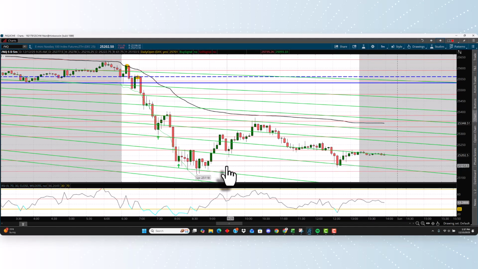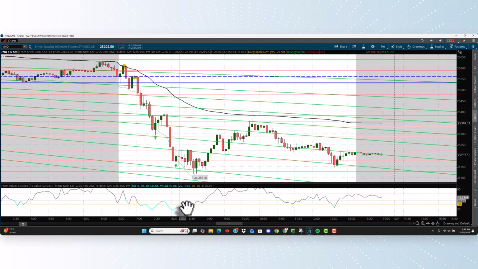And then we were having divergence on the RSI as well. So this was an indication that the market is finding some kind of support. If you're in a short trade, you want to start tightening your stops, or you want to get out of the market altogether if you had any profits. And the market did climb back up.